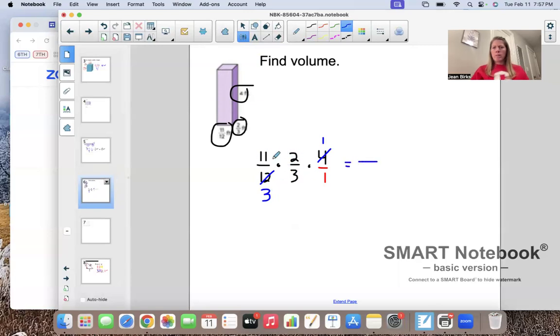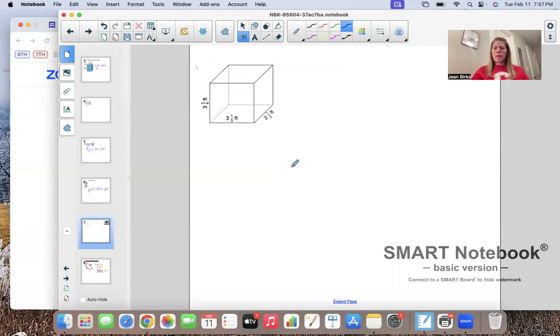So 11 times 2 is 22, and 22 times 1 is 22. 3 times 3 is 9, and 9 times 1 is 9. And my label is feet, 3 dimensions, cubed. Or some people might say, oh, 9 can fit in there twice. That's 18, 19, 20, 21, 22. That's 4 left over. But keep it as 22/9 feet cubed.